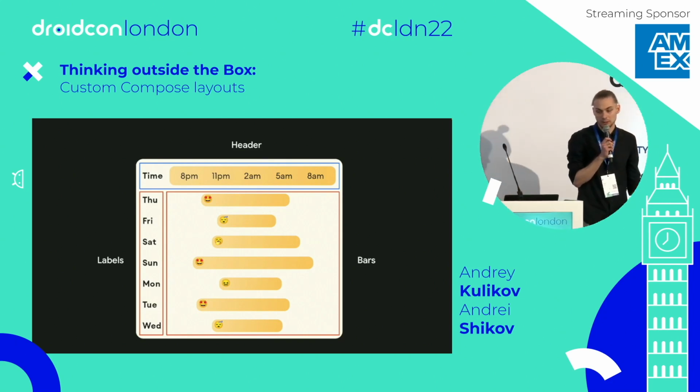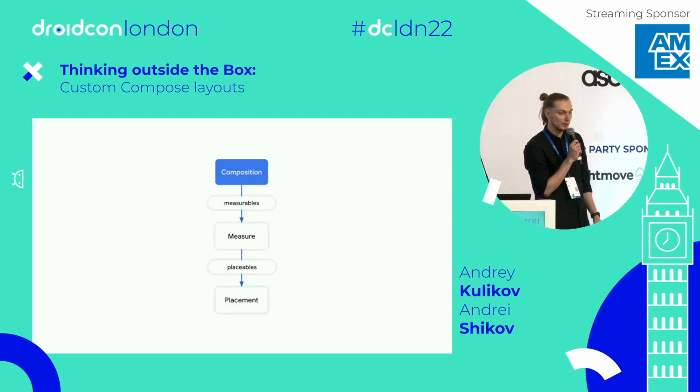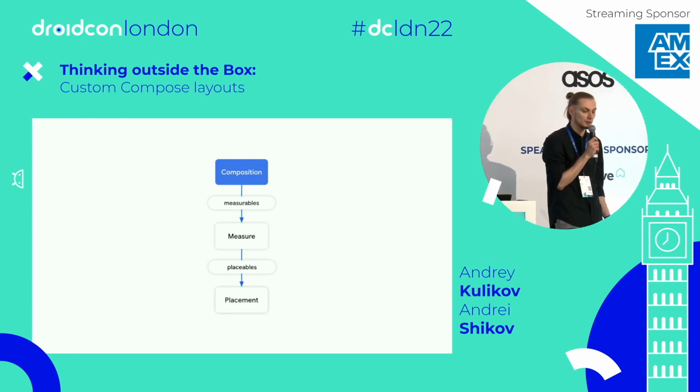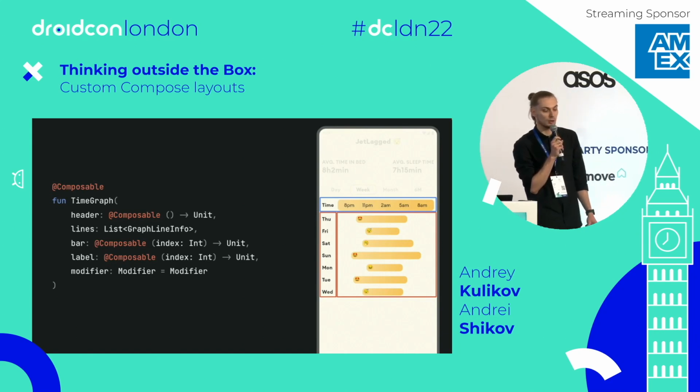Yeah, so as we mentioned already, it will be just another custom layout, the graph itself. Let's start doing that. That's a new layout, but we have to implement all the same phases. So we start with composition. For that, we introduce a new composable function called time graph. Here, we will actually accept a lot of slots for each part of the screen or part of the component.